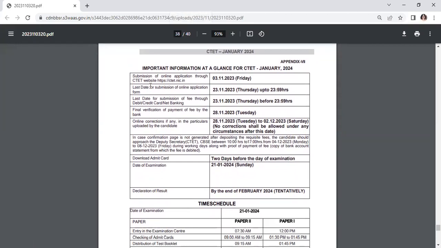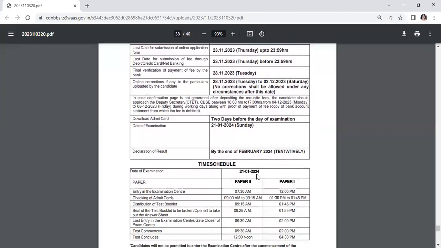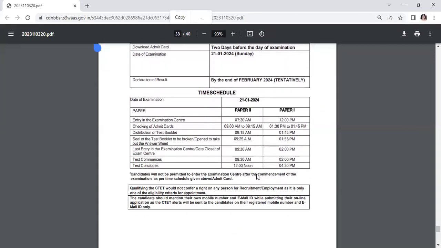Submission of the online application form from today onwards. Then the last date is 23rd November. Last date of fee submission is again 23rd. Final verification 28th. Online correction, if any, 28th November. Then download the admit card 2 days before the day of examination. The date of examination is 21st January 2024. That is a Sunday. Declaration of result by the end of February 2024, tentatively.